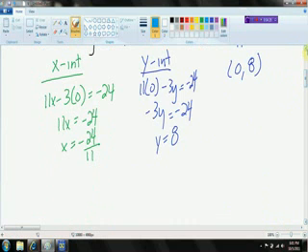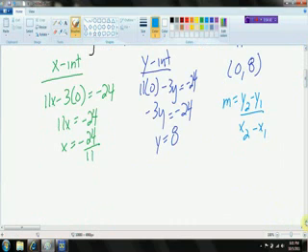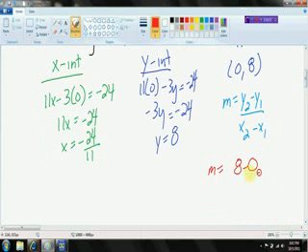And let's use the slope formula. Here's my slope formula, y sub 2 minus y sub 1 over x sub 2 minus x sub 1, and fill in our two ordered pairs that we have in order to get the slope. So I'm going to say that m is equal to 8 minus 0 over 0 minus negative 24 over 11.